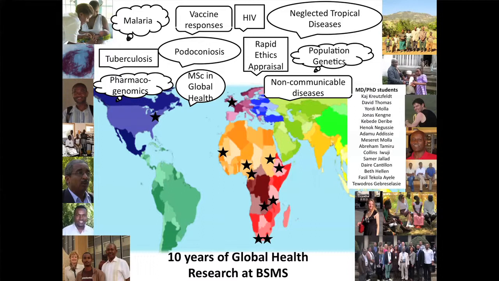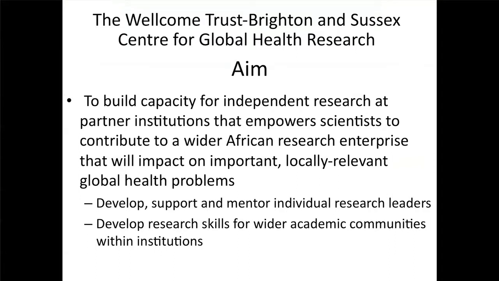And we've also got a PhD program running now with a number of people who have actually graduated with their PhDs. So when the call for the Wellcome Trust Centres came out for global health research, it seemed like a wonderful opportunity for us to try and consolidate what we'd already done in global health so far and build on these foundations, and also try to link up some of our partners into a bigger effort. So the main aim of the centre is to build capacity for independent research at 3 of our partner institutions that then empowers scientists in those countries to contribute to the wider African research endeavours.